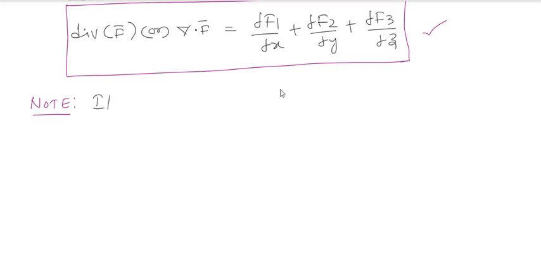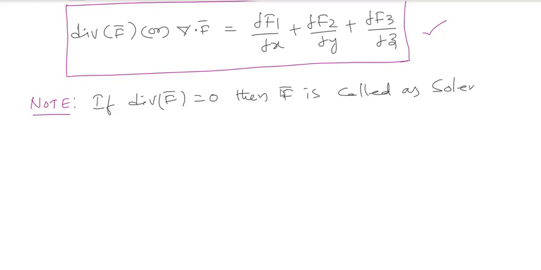If divergence of f bar is equal to 0, then f bar is called a solenoidal vector. Sometimes they will give you f bar directly, with some constant values like k, lambda, a, b, c. If it is a solenoidal vector, they will ask what that value is. In such a case, keep in mind to practice problems on that.